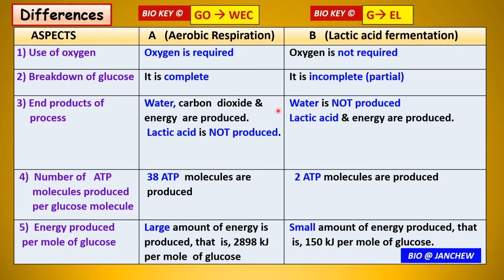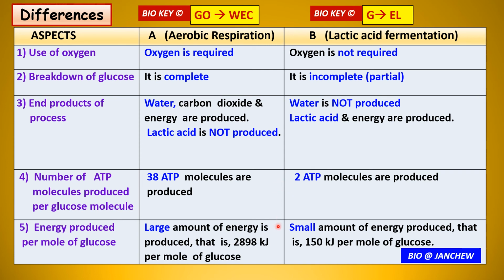End products of the process, so refer to your equation, go back. Water, carbon dioxide, and energy are produced. Lactic acid is not produced. Whereas for B, water is not produced. Lactic acid and energy are produced. Number of ATP molecules produced per glucose molecule, 38 ATP molecules for A and 2 ATP molecules for B.